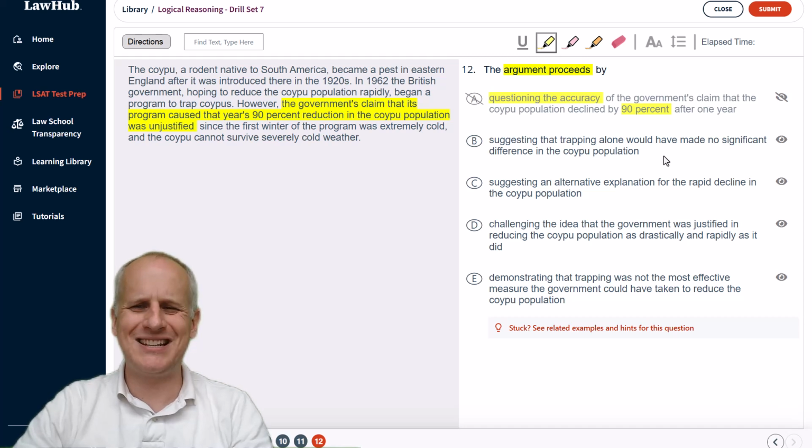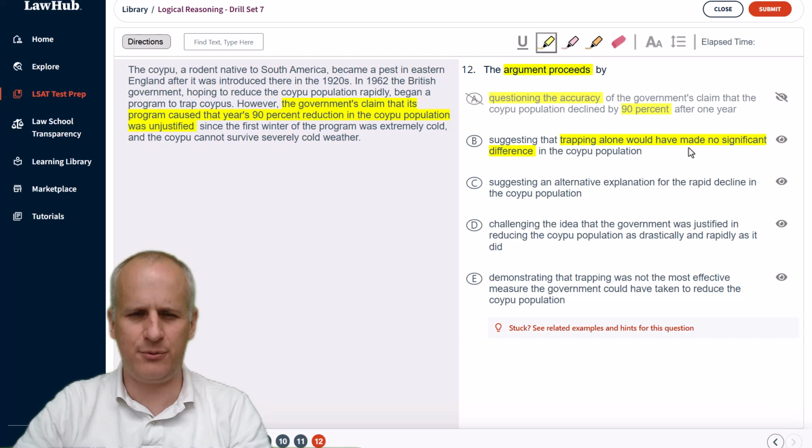Then, choice B, suggesting that trapping alone would have made no significant difference in the coypu population. It doesn't say that it would have made no significant difference. It's just that their claim that the 90% reduction was unjustified. So it wasn't the full 90% of the reduction that was due to this government program to trap the coypu. So saying that it made no significant difference is an extreme statement that is simply not how the argument is articulated.